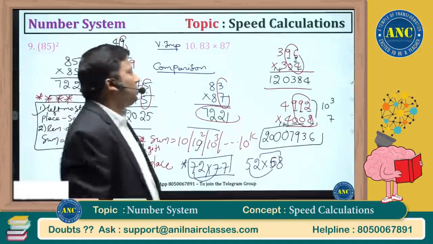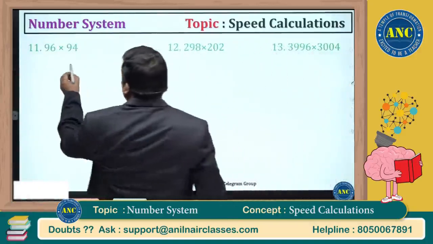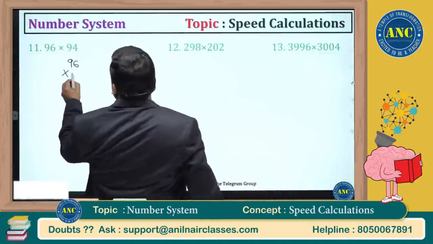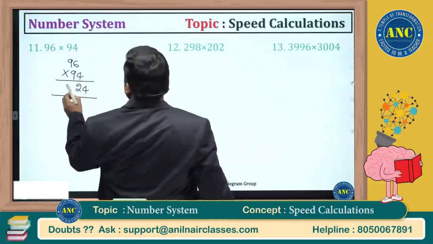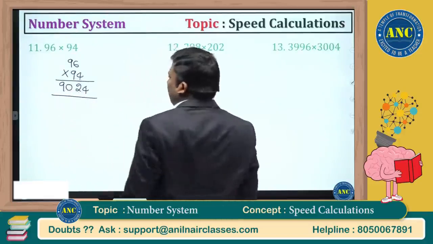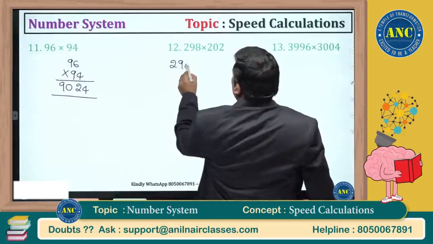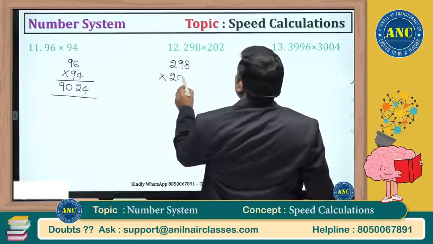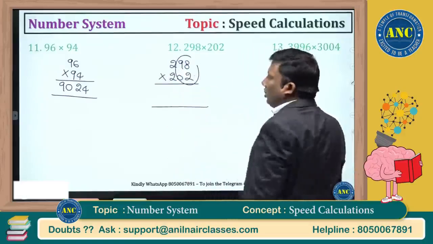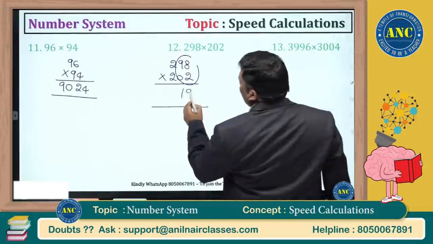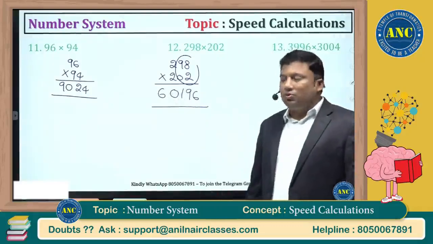Next concept. Now see here. Now you can solve all these questions orally. 96 into 94. 6 plus 4, 10. 6 fours are 24. 10 nines are 90. 298 into 202. Leftmost digit is same. 98 plus 2, 100. 98 twos are 196. 4 digits, add a 0. 3 twos are 6.